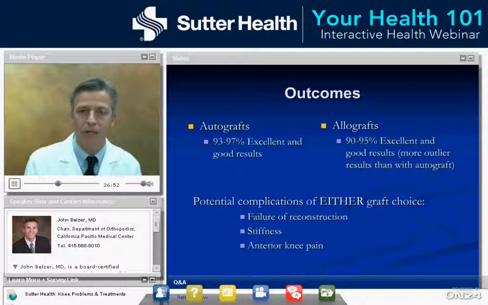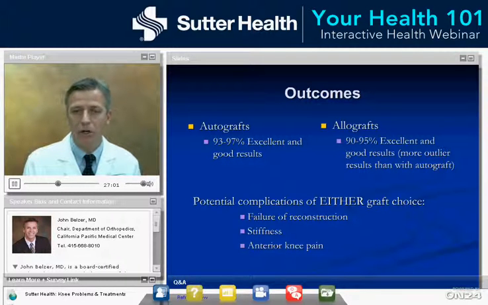Stiffness of the knee is always a risk with any joint surgery, and in ACL, it's not unique. ACL surgeries can cause stiffness, which is why rehabilitation with a good physical therapist is essential for a good outcome.